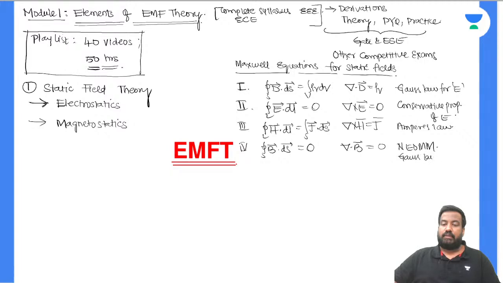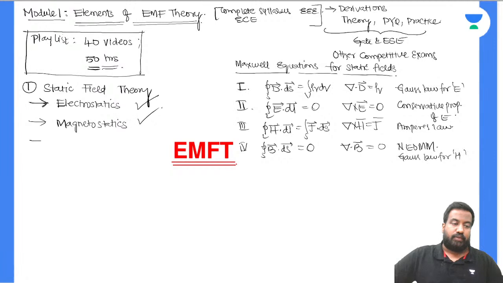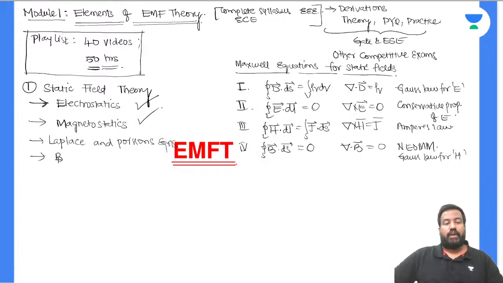also called Gauss law for magnetic fields. These are the Maxwell equations for static fields we have derived. Besides this, we also derived Laplace and Poisson's equations. We derived boundary conditions.